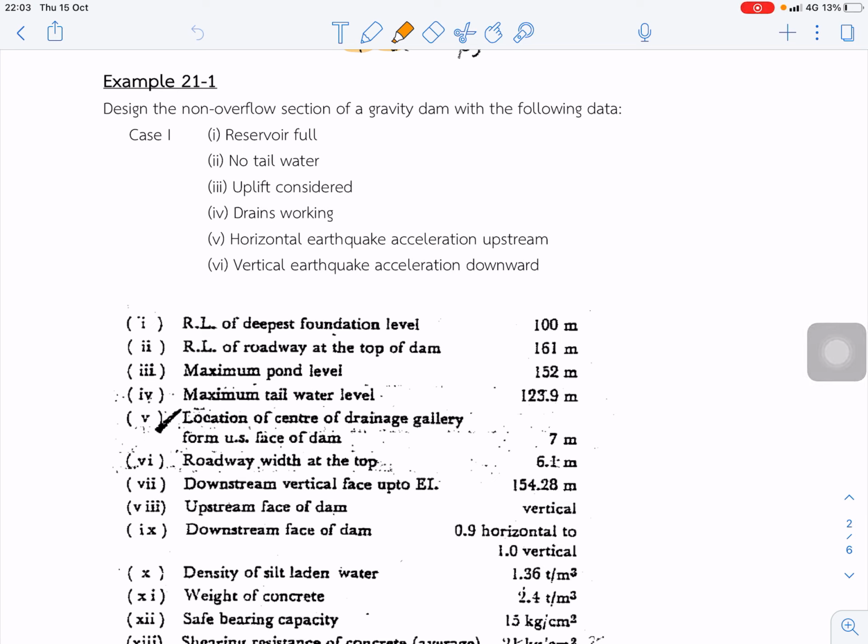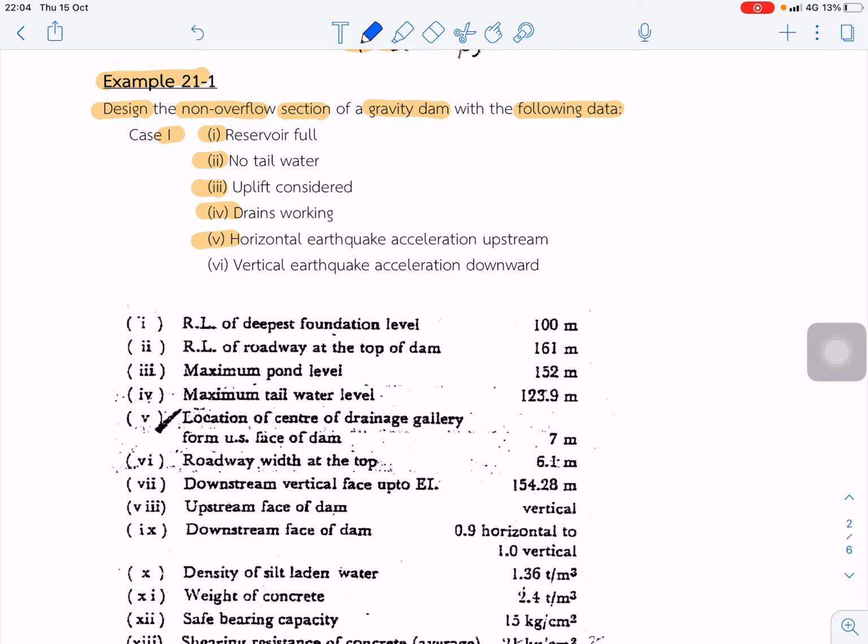Example 1: design the non-overflow section of the gravity dam with the following data. Case 1, the reservoir is full. No tailwater, uplift is considered, drain working. Horizontal earthquake acceleration upstream.